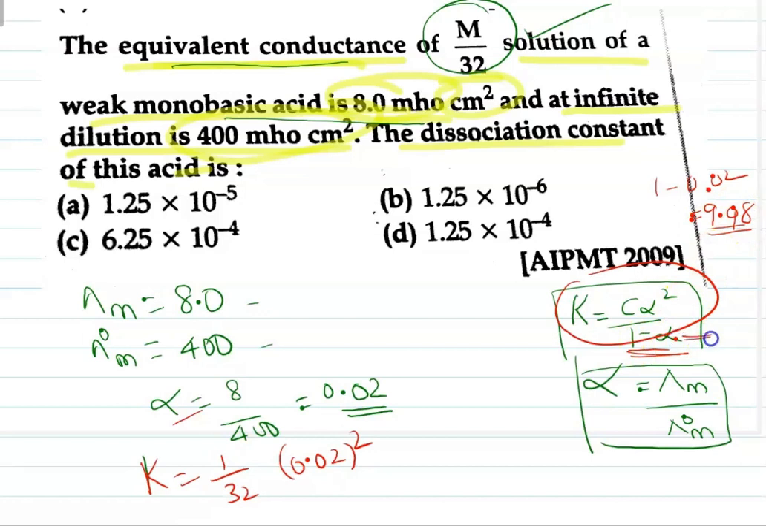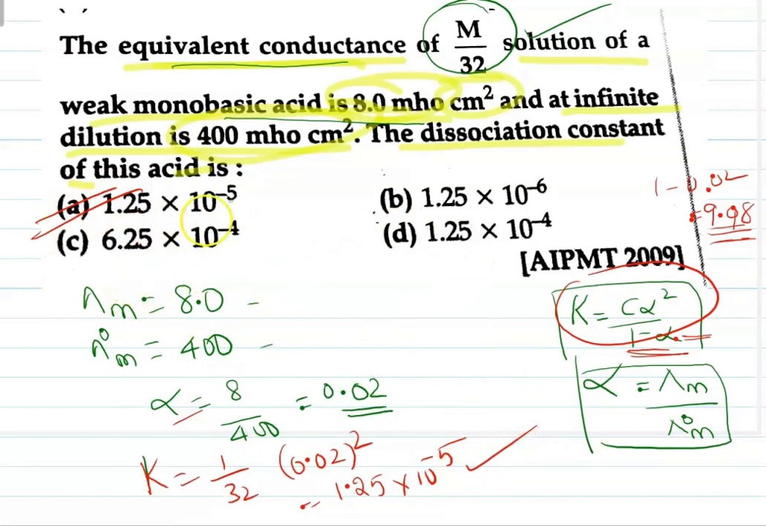So there will not be any change in this value. So you can just neglect it because it's nearly equal to 1, right? Just neglect it, no problem. So from this calculation you will get K as 1.25 into 10 to the power of minus 5. So the answer is 1.25 into 10 to the power of minus 5.